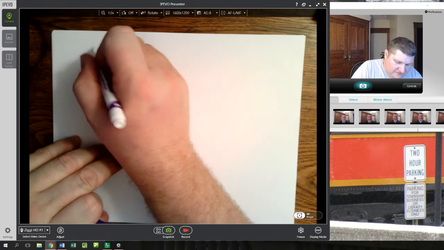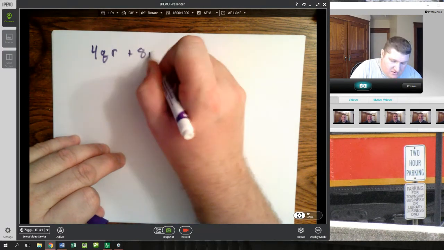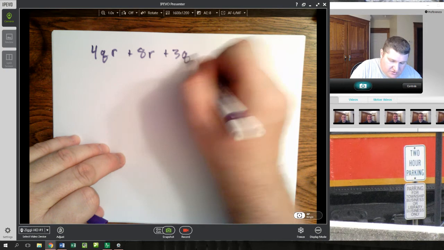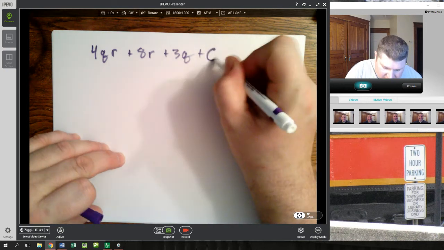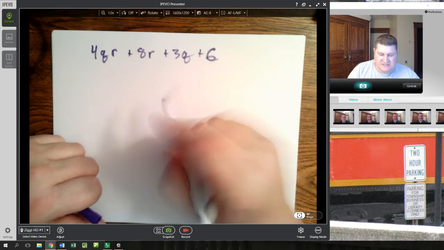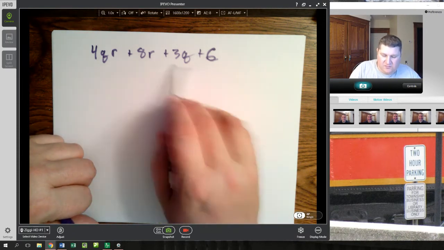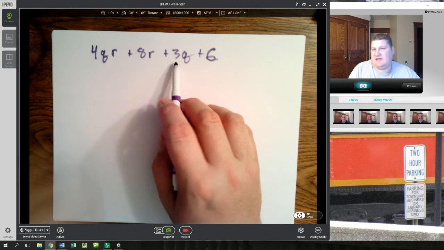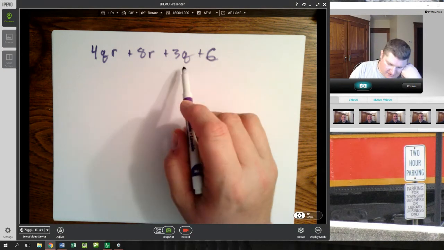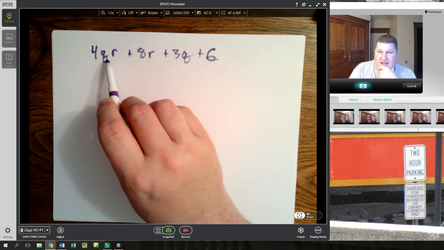In this case, I have 4QR plus 8R plus 3Q plus 6. Okay, now, in this case, let's see what we can take out. Well, maybe a 4 or a 2, but I can't take a 2 out of 3. I can't do it because remember, we're dividing. Okay, so what about if we take out a Q?